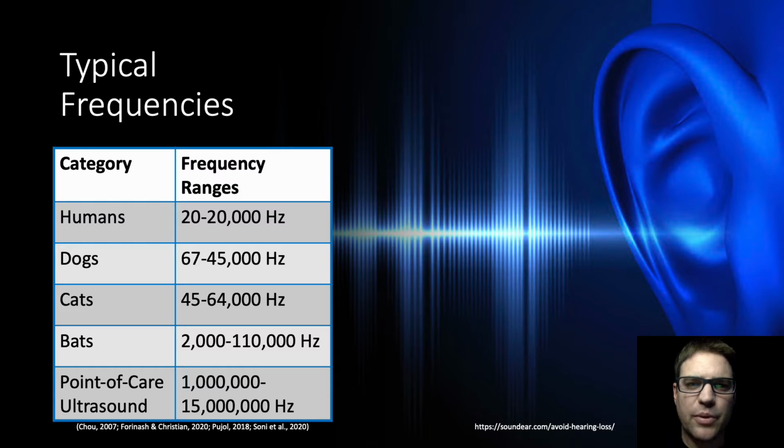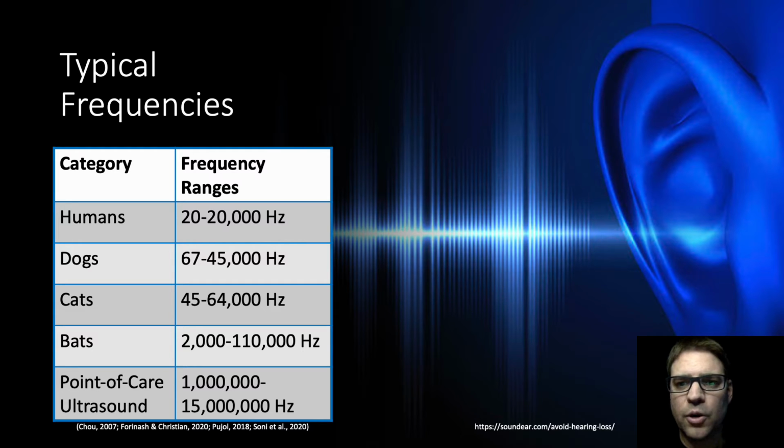The term ultrasound refers to frequencies above the normal human audible range. Humans can hear frequencies between 20 and 20,000 hertz, or 20 to 20,000 sound wave cycles per second. In comparison, dogs hear frequencies that fall between 67 to 45,000 hertz, while cats hear frequencies of 45 to 64,000 hertz. Bats, who use sound waves to help navigate and to detect prey, hear frequencies between 2,000 and 110,000 hertz, or 2 to 110 kilohertz.